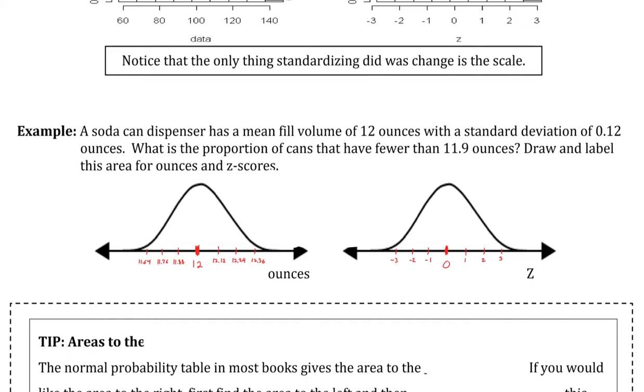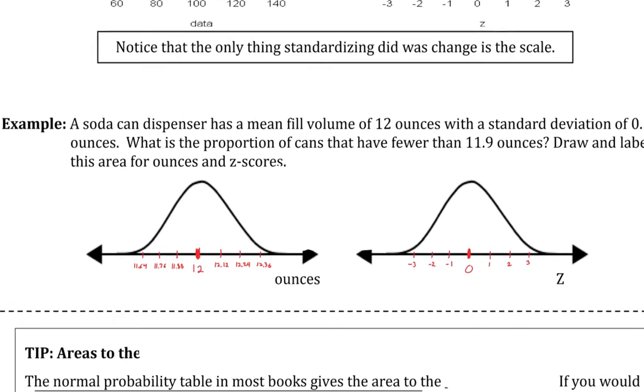If we demonstrate the normal curve with ounces, we would label the mean of 12 in the center and label 3 values to the left and 3 values to the right of 12 based on the standard deviation of 0.12. This is demonstrated on the left curve where ounces is the axis. I will zoom in to make this more clear.